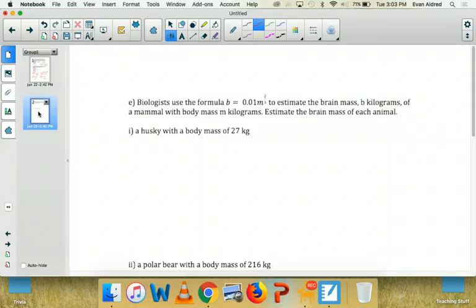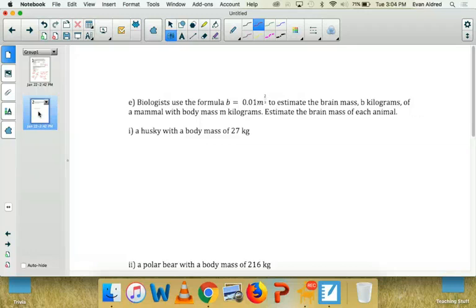Now on the second page of this reference guide, you'll notice some word problems. So yes, radicals can have word problems as well, and this is what they may look like. Biologists use the formula b equals 0.01 m with an exponent of 2/3. It's a bit of an ugly looking formula, but we'll work with it, to estimate the brain mass, which is the variable b, and it's in kilograms, of a mammal with a body mass, which is used with the variable m, which is also in kilograms. We're going to estimate the brain mass of each animal.